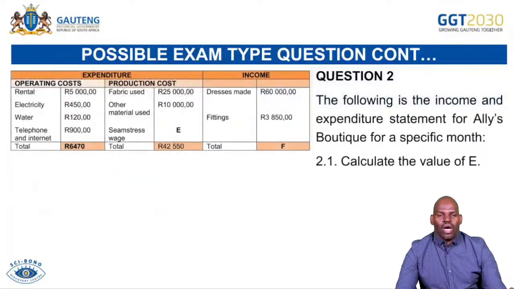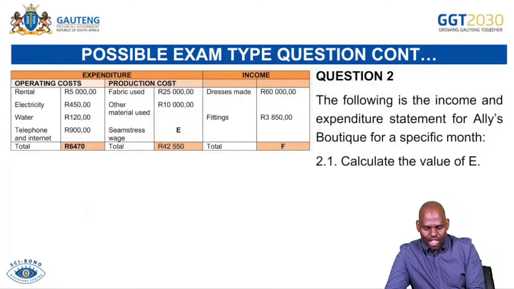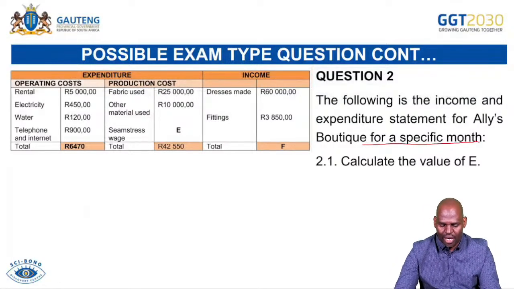Right. And then question 2: the following is the income and expenditure statement for Alice Boutique for a specific month. So this is a statement. The statement shows the expenditure and it shows the income. Under expenditures, we've got operating cost and we also have production cost. And under income, we've got only one type of income, the dresses made and then the fittings.